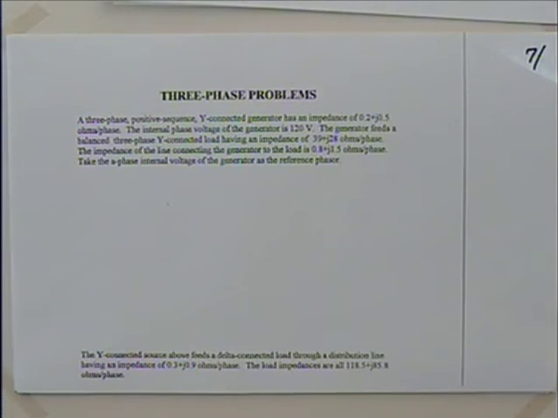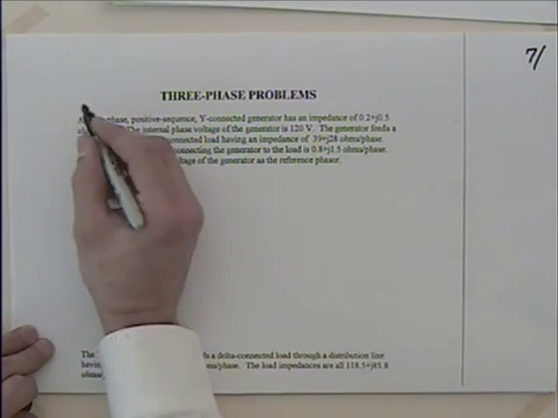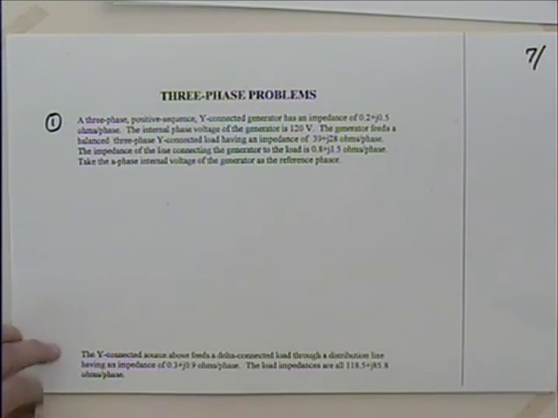So the three-phase problems, there's a couple of them here. We'll start out with this first problem. We're told that a three-phase positive Y-sequence connected generator, and incidentally, if you look at the three-phase problems in the textbook or in homework, they're almost always expressed in a verbiage form like this. They don't have a diagram, so we have to go from this to a diagram.